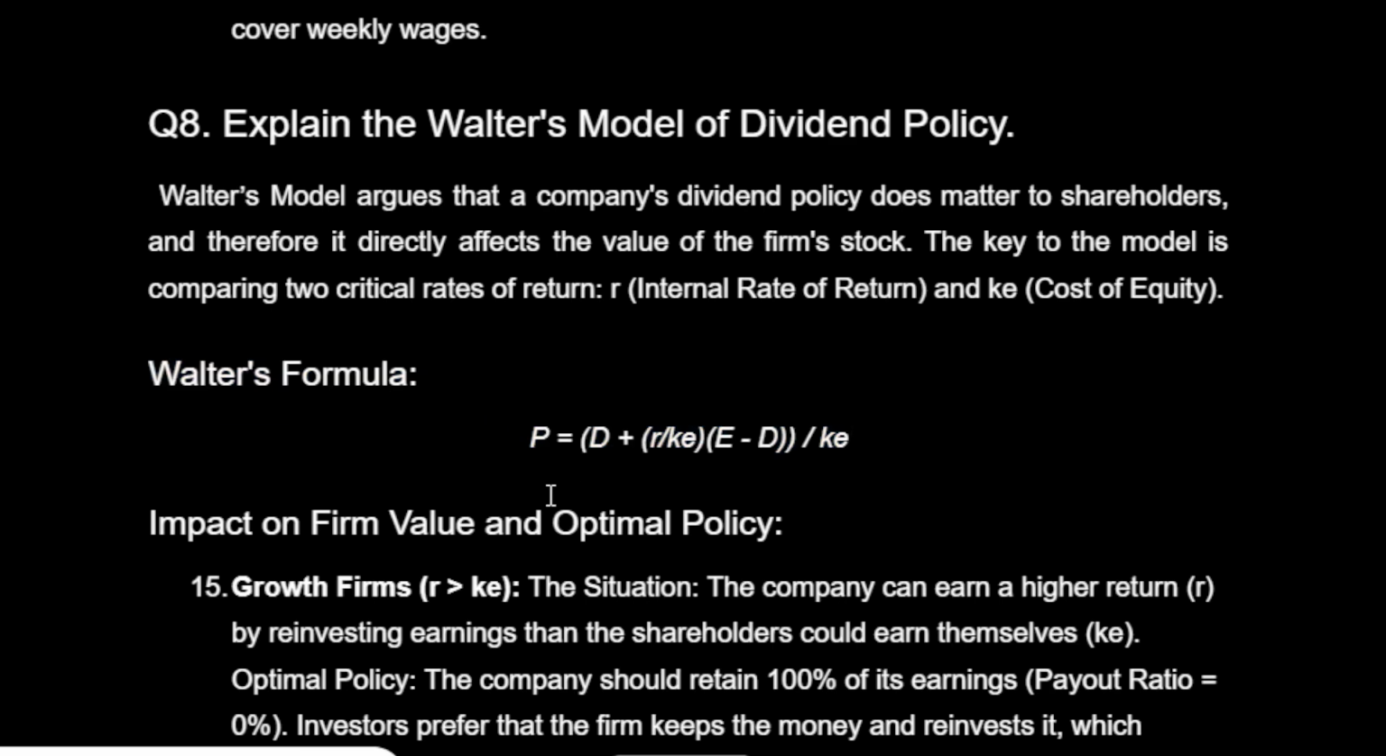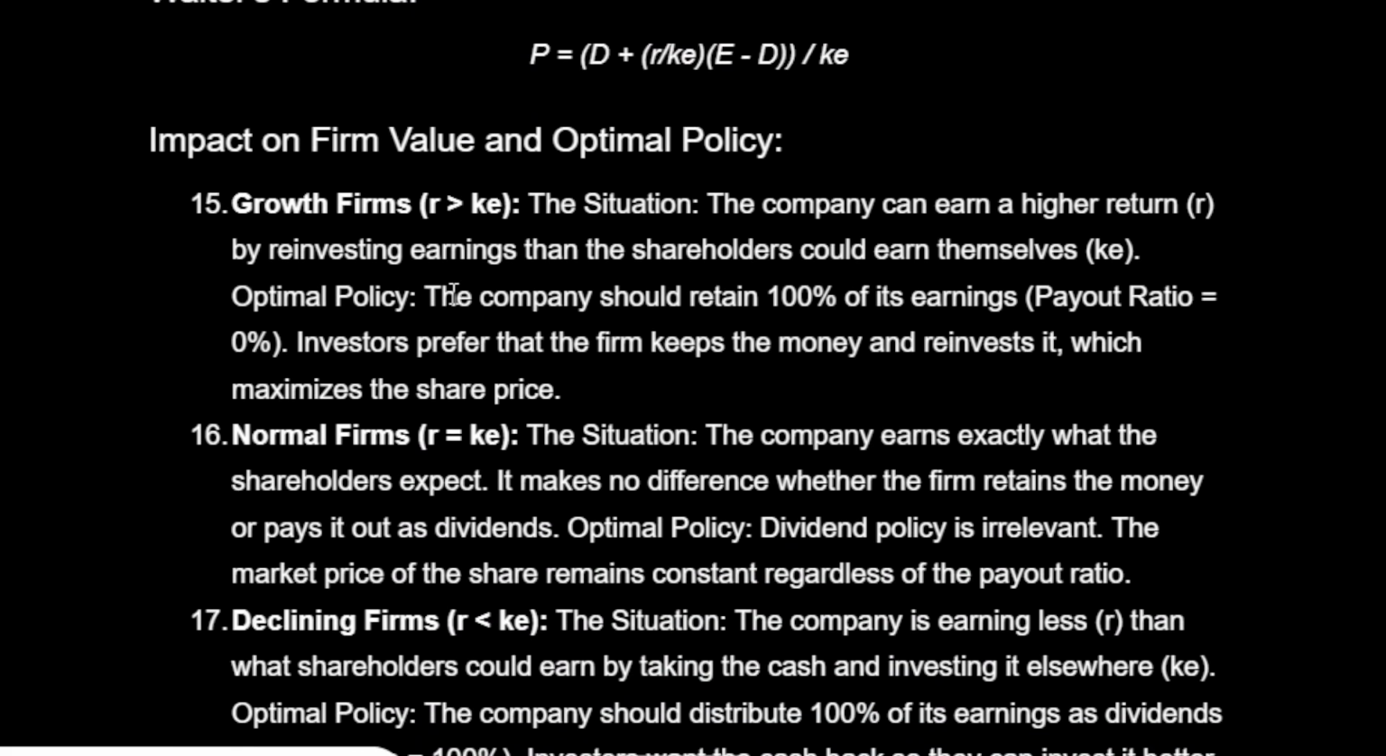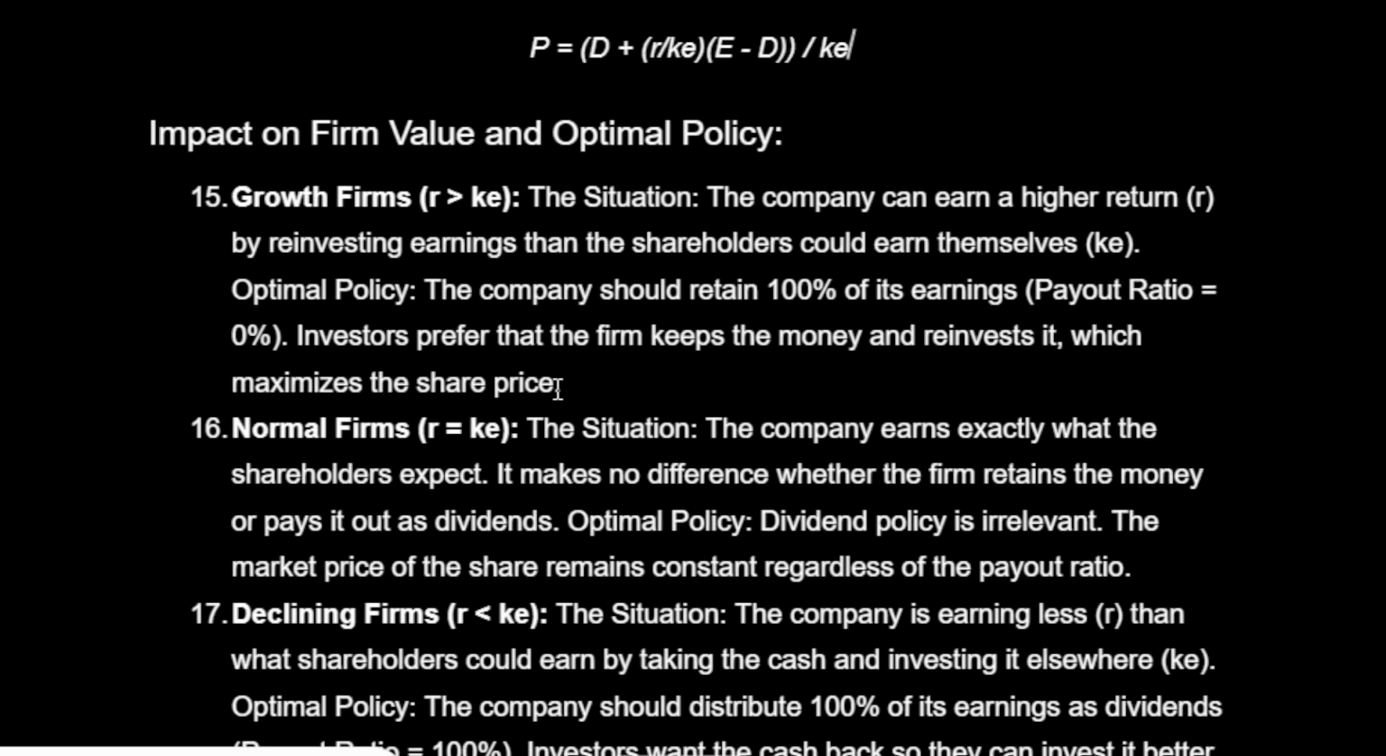Impact on firm value and optimal policy. Growth firms, r greater than k. The situation, the company can earn a higher return, r, by reinvesting earnings than the shareholders could earn themselves. Optimal policy, the company should retain 100% of its earnings. Payout ratio equals 0%. Investors prefer that the firm keeps the money and reinvests it, which maximizes the share price.